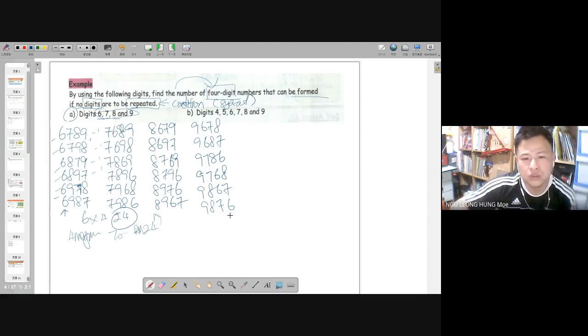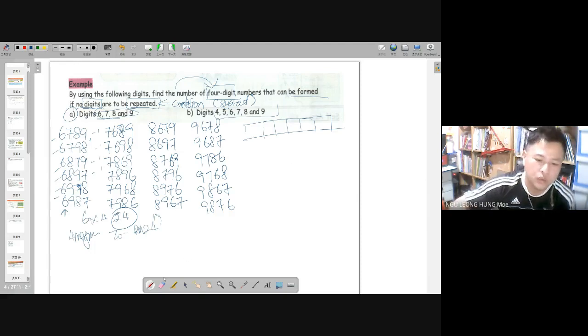So this is only 4 digits. We only use 4 digits, so we can still try out. We can still list down all the numbers. But what if we have 1, 2, 3, 4, 5, 6, 6 digits? Okay, we don't talk about forming 4 digits, we want to form 6 digits. You can spend so much time, maybe half an hour or 1 hour, to list down all the numbers.